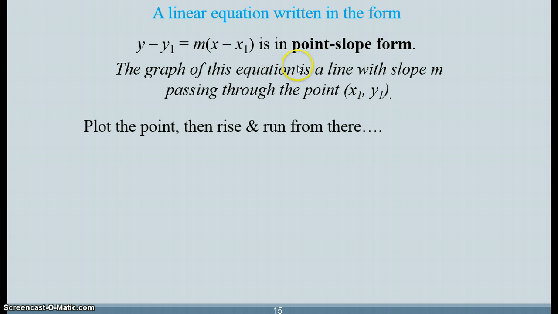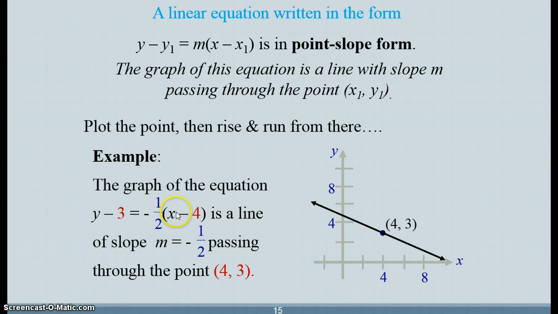Alright? So you for sure have asked yourselves, why would I use this, or what is this useful for? So that's the usefulness of this. You're going to find right here exactly one point that is going to pass through x1 and y1. So you're going to plot the point, then rise and run from there.